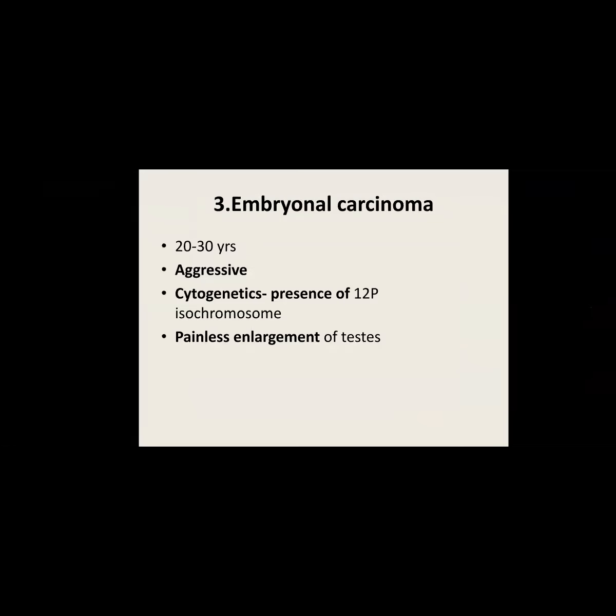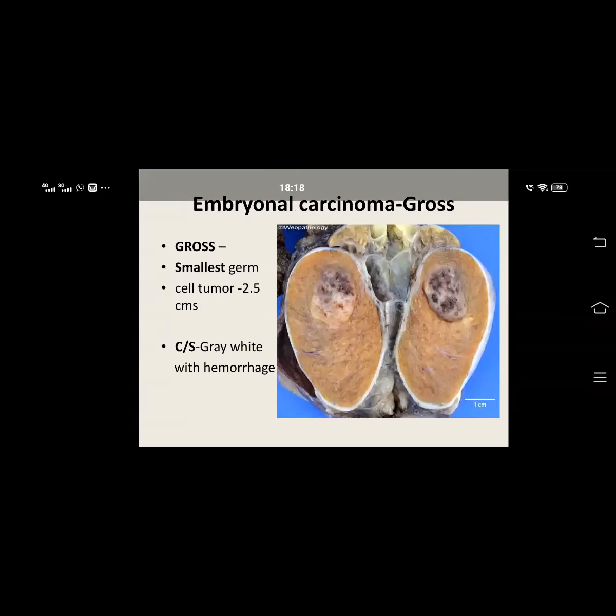Cytogenetically, there will be presence of 12p isochromosome. Usually, the patient will not have any pain. There will be painless enlargement of the testis. So, if we find testicular enlargement in this age group and it is painless, then we have to search for the embryonal carcinoma. Okay, so grossly, how will it be?